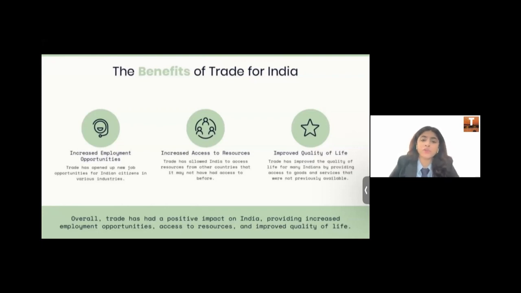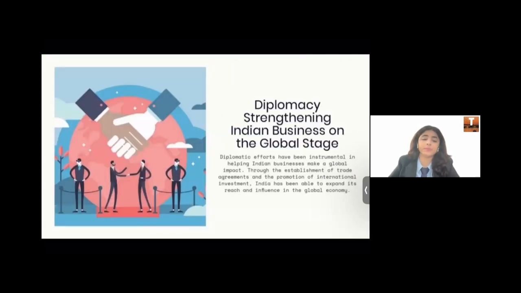Last would be cultural exchange and global engagement. Trade fosters cultural exchange and international cooperation. By participating in global trade, India promotes its rich cultural heritage, traditions, and tourism. Additionally, trade strengthens diplomatic relations and fosters cooperation with trading partners, leading to enhanced political and economic ties.